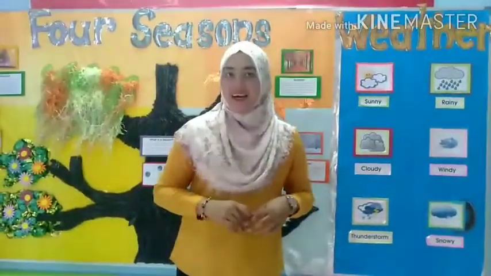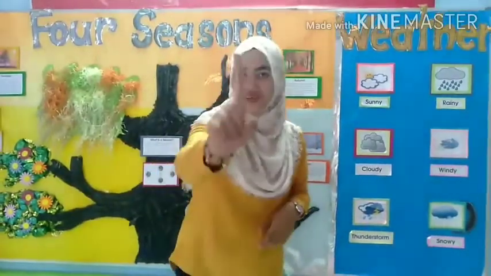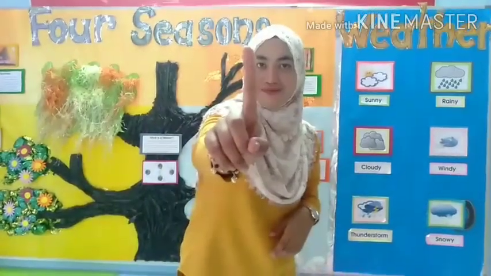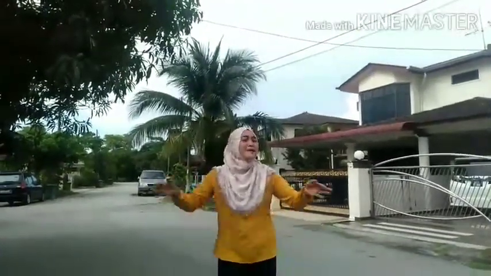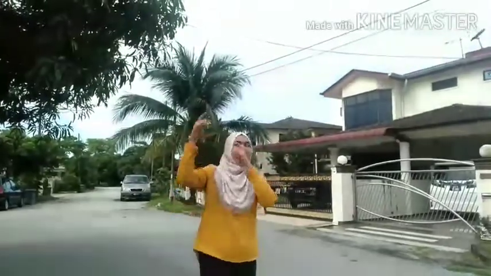lamunqalibun. Okay, my dear. There are 5 weather in Malaysia. First, sunny. Sunny. Panas, panas, panas.